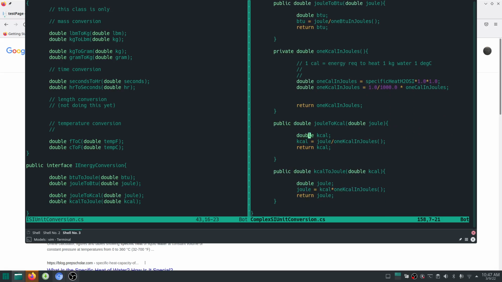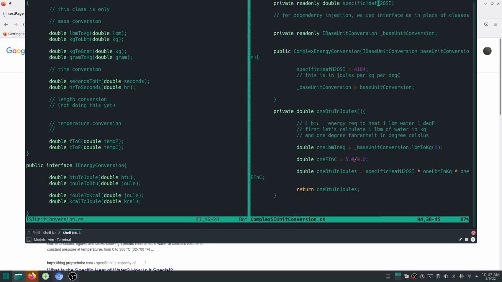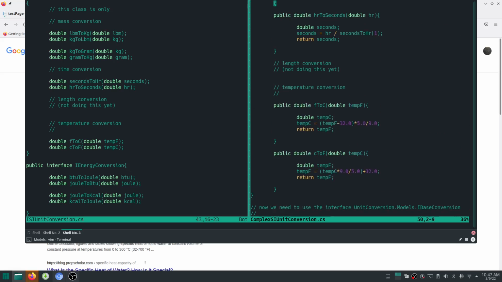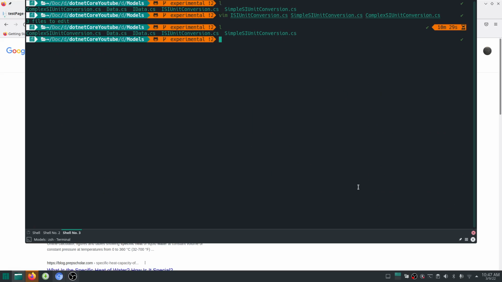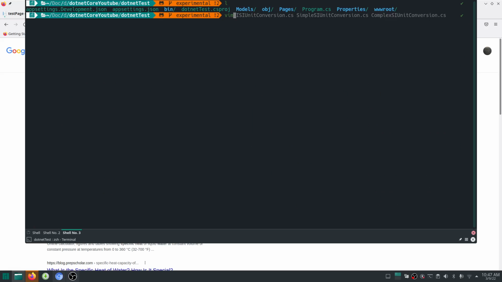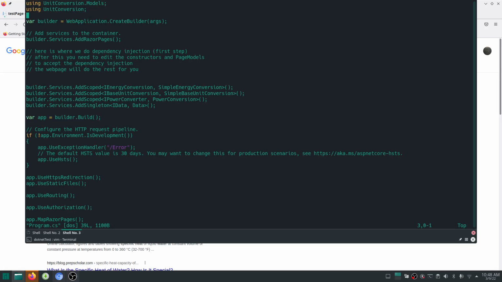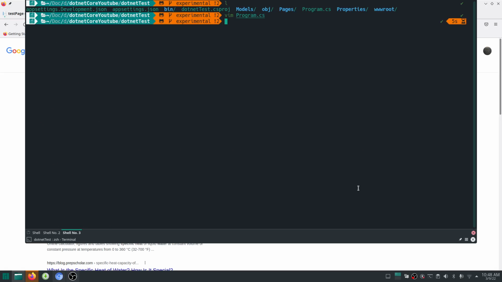So joules to kilocalories is kcal equals joule divided by 1 kcal in joules. Same idea of a conversion factor right here. You can go check that out yourself. These are two different implementations of how I do this energy conversion and base unit conversion. I can just change this Program.cs to use whichever dependency I like, either simple energy conversion or simple base unit conversion, and then I use those to do the power conversion. The power conversion will take in the base unit conversion as its dependency.